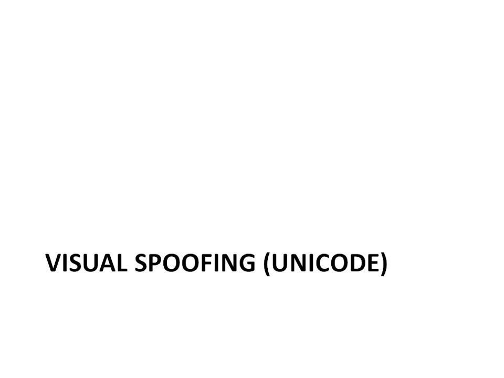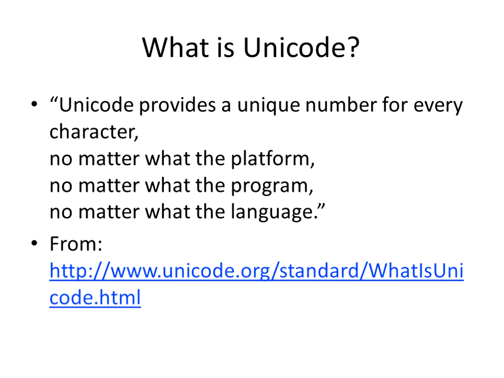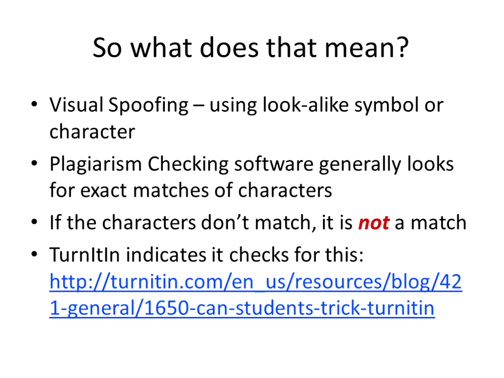Visual spoofing. This is probably the one that, as you're looking at it, is not going to be obvious. What happens with visual spoofing is the use of Unicode. I have a link here that tells you about Unicode. Essentially every character, not just every letter or number, will have a unique code number. Somebody will look for a symbol that looks like a character. And then plagiarism checking software looks for exact matches of characters. If the character doesn't match, it's not a match.